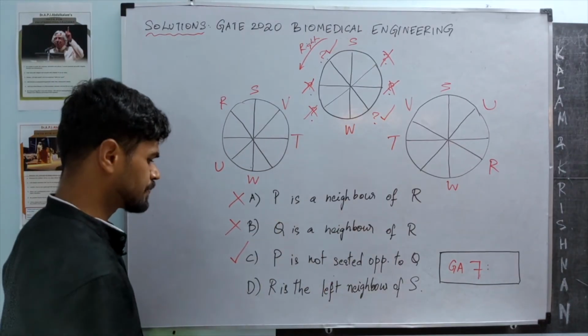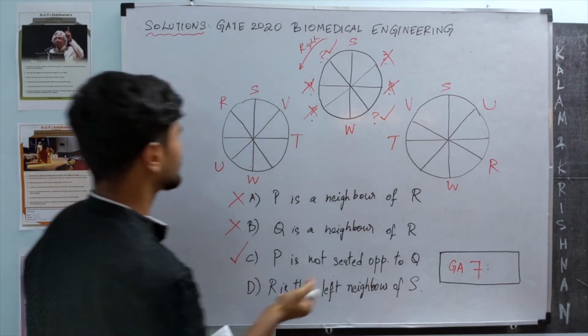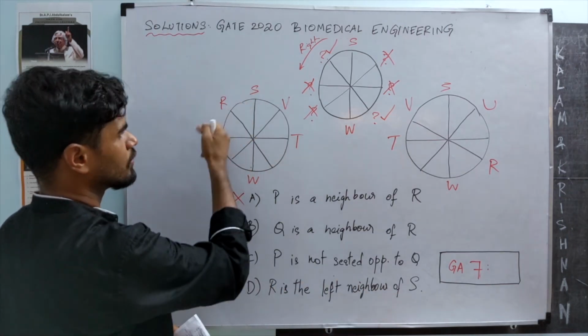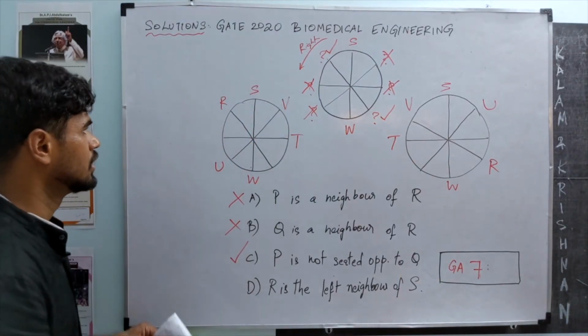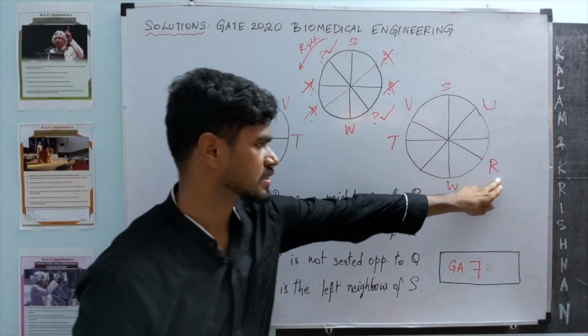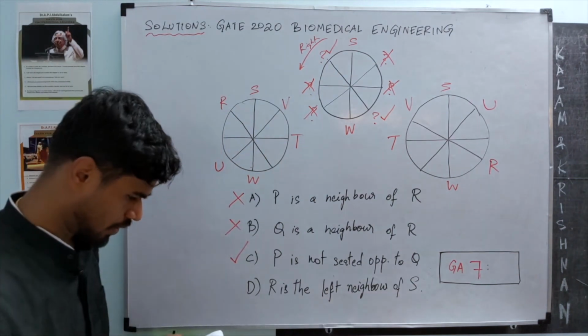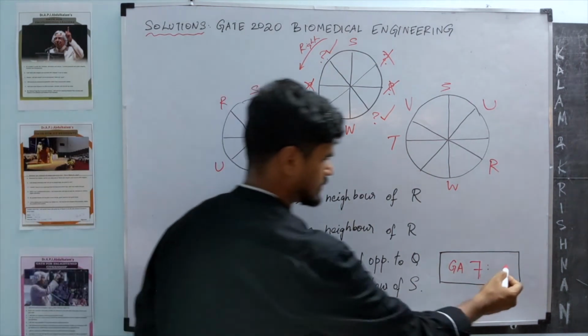And just to verify, R is the left neighbor of S. R is the left neighbor of S, not necessarily. Okay. So in this case, R is not necessarily the left neighbor of S. Okay, so the right answer is choice C for this one.